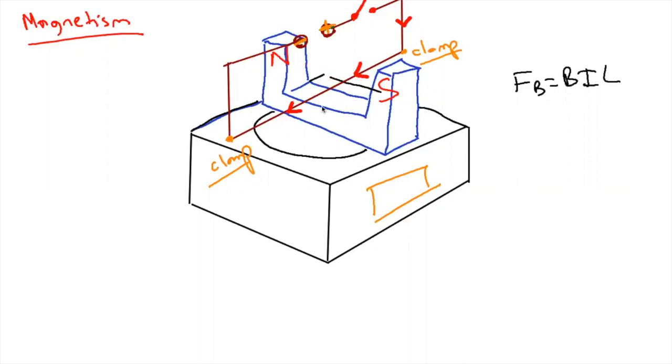So you're going to find out that according to this diagram, once the switch is closed, so let's close the switch. The switch is now closed, and the current is flowing. The force is going to be upwards. So let's show that. The force is upwards. That is the force by Fleming's left-hand rule.